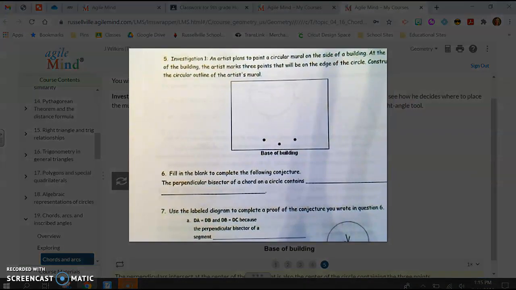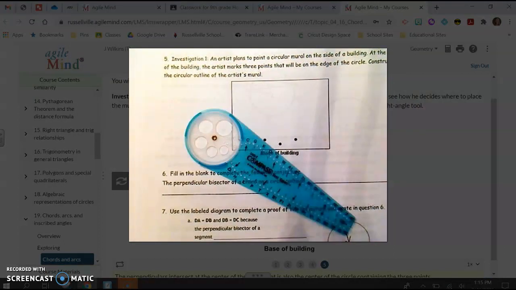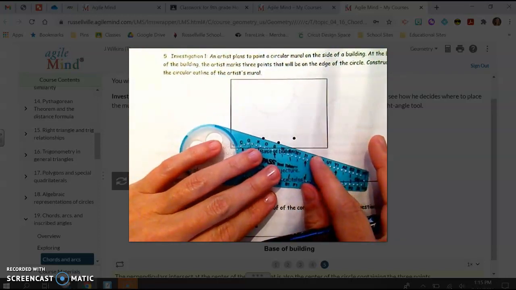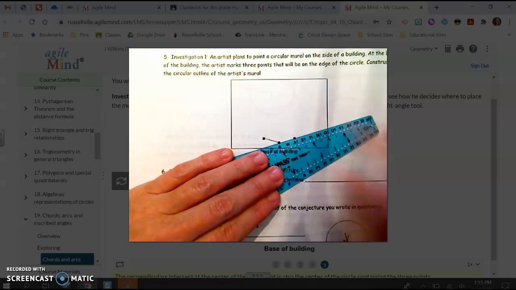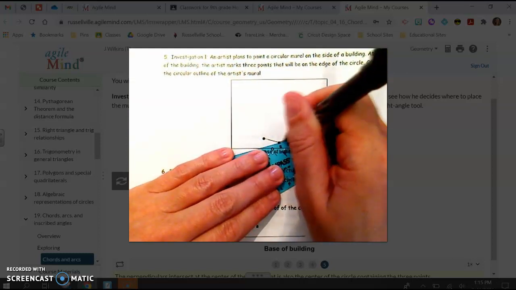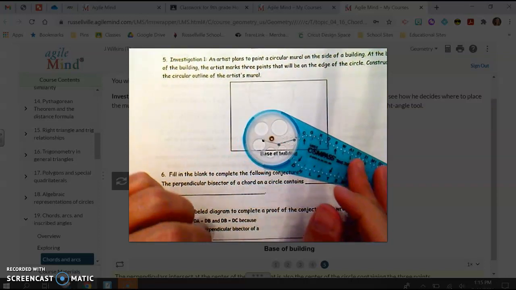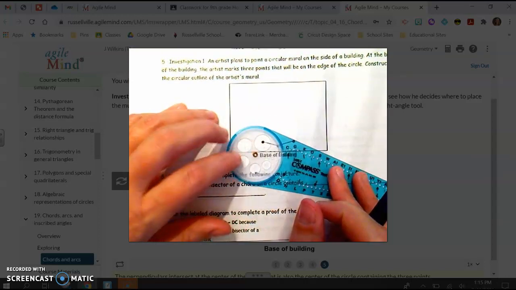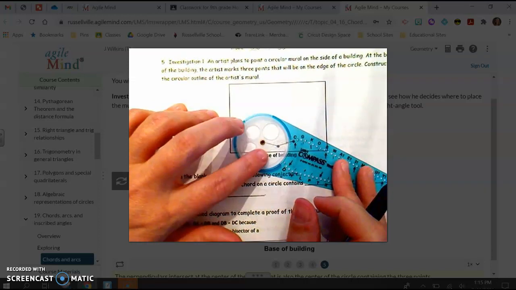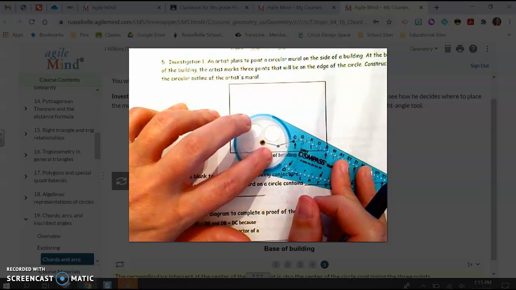So in your notes, get your compass, and you're going to connect the points together. We're going to connect these together and then connect these. All right, now we're going to find the perpendicular bisector. If you'll remember, to do this you're going to put the end of your compass on the end of your segment, and you're going to find a point that's more than half past the midpoint. So we're going to be using these inside points.